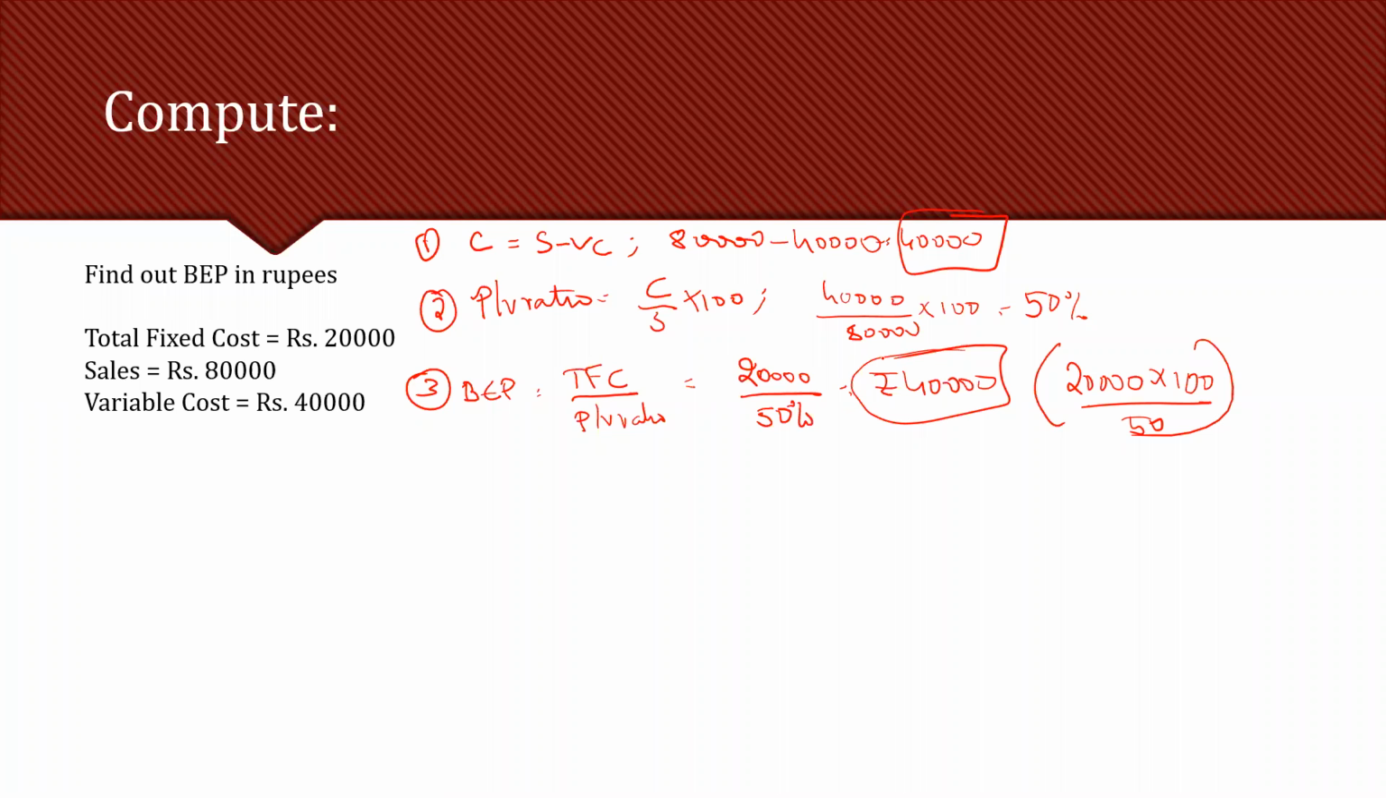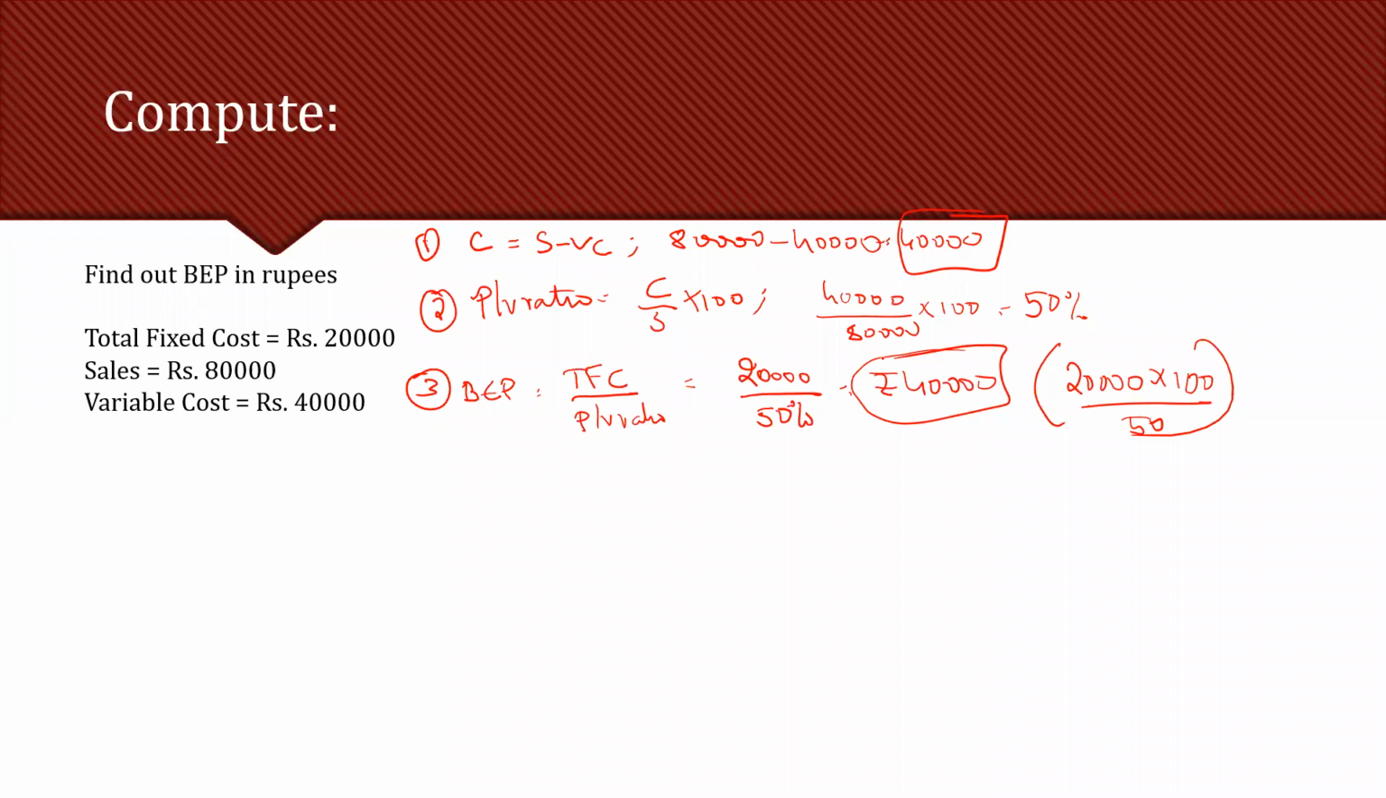Any doubts? Please ask. The prerequisite to compute break-even point is you have to find out the contribution as well as the PV ratio. That you should remember. Shall we move?